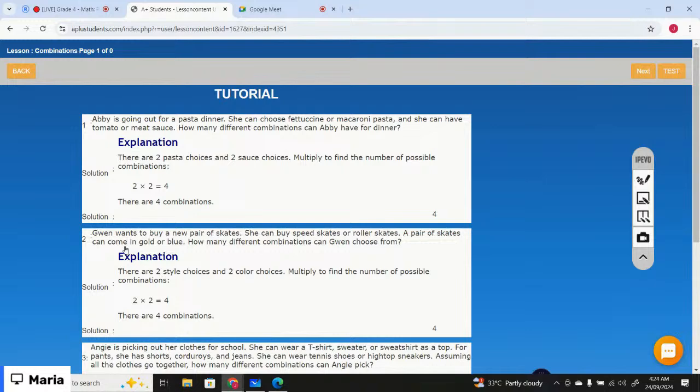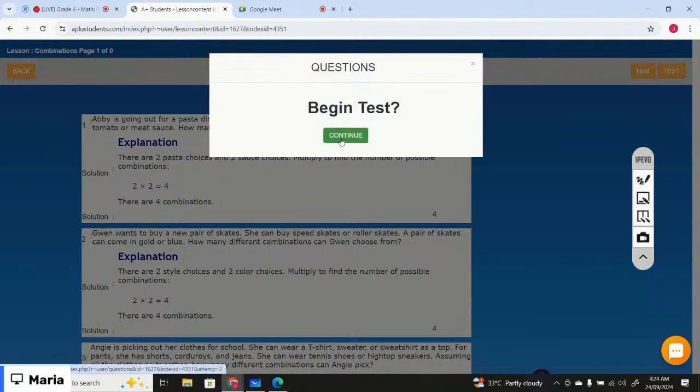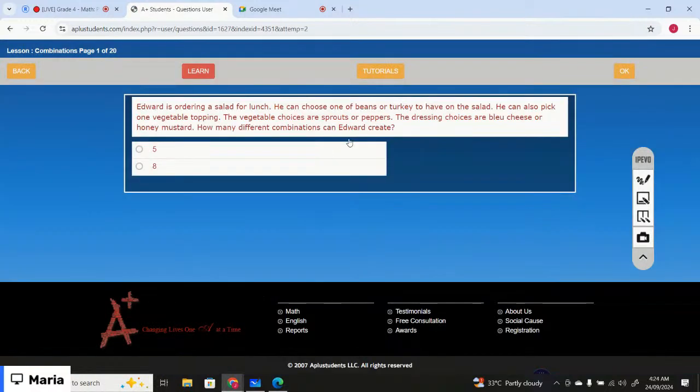Okay, let's just start with the test questions. You need to multiply all the choices to find the combinations. Edward is ordering a salad for lunch. He can choose one of the beans or turkey to have on the salad. He can also pick one vegetable topping. The vegetable choices are sprouts and peppers. The dressing choices are blue cheese or honey mustard. How many different combinations can Edward create? So, which is the correct option?